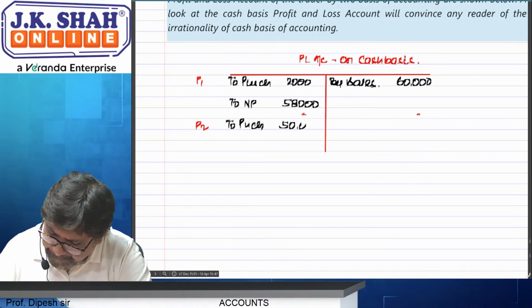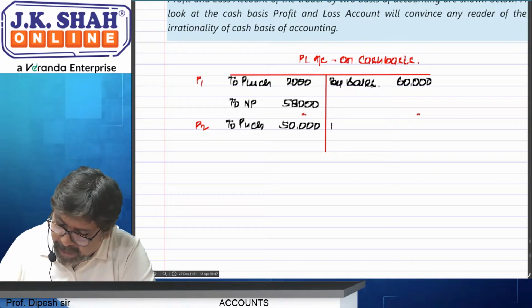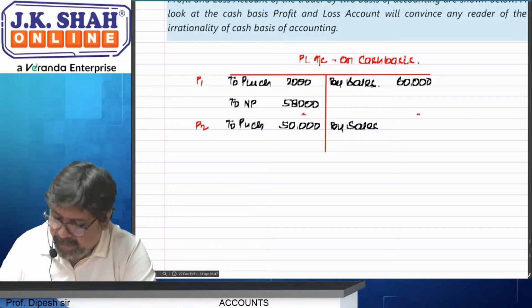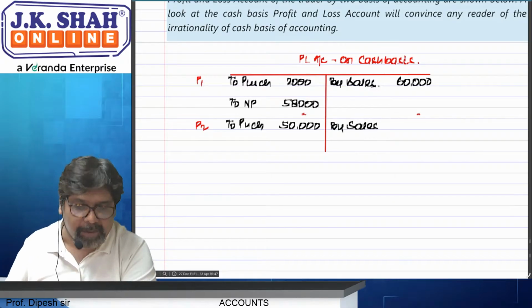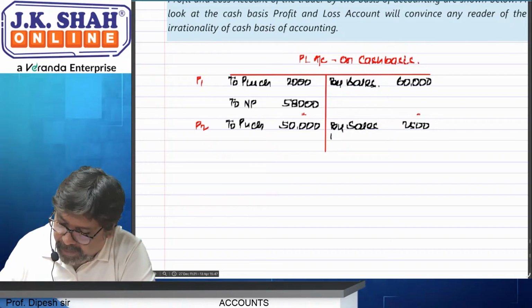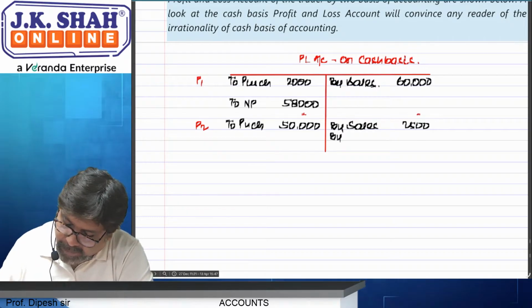50,000. Buy. Sales. So they were purchased in period 1 on credit and paid in period 2. How much? Oh my God, major loss हो गया. Net loss.